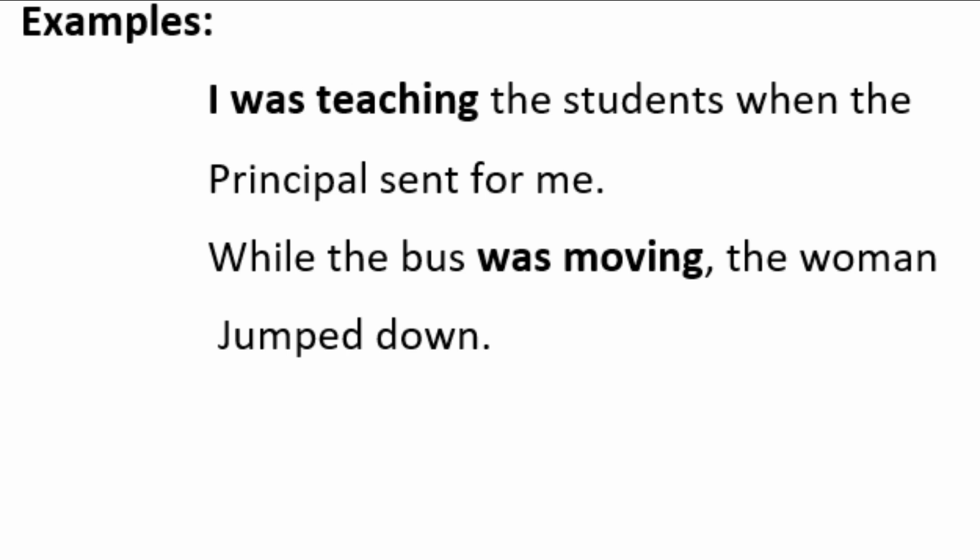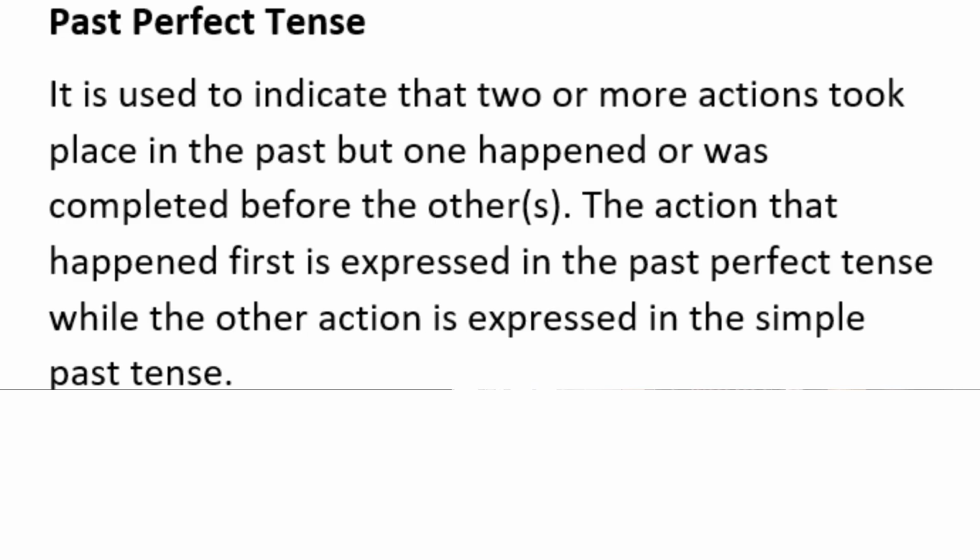The next type of tense to be considered is past perfect tense. What do we use it for? It is used to indicate that two or more actions took place in the past, but one has happened or was completed before the other or others. The action that happened first is expressed in the past perfect tense, while the other action is expressed in the past tense.